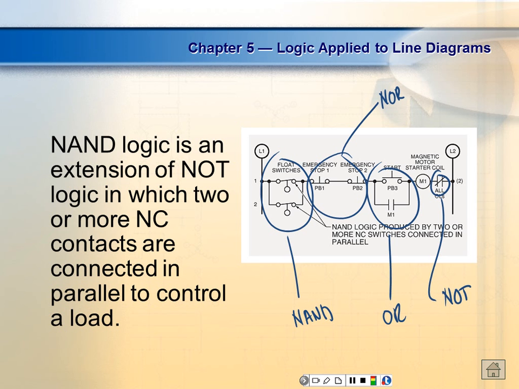Well, if one of them is closed, it's going to be on, because that's what the NAND is. Right. It's just that if they were normally open, they would all have to be closed. But here, if any one of them opens, it's not going to turn the load off. So this and this has to happen. Yeah. The load turns off.